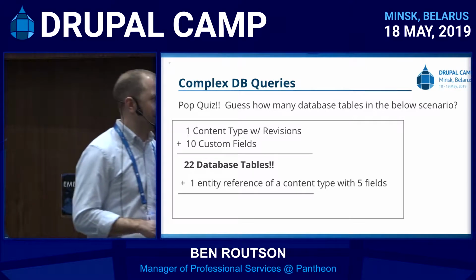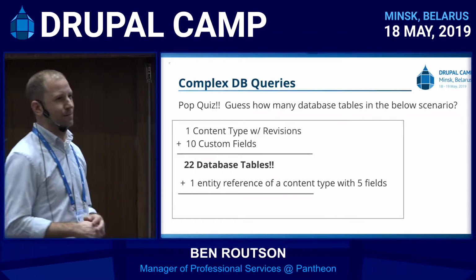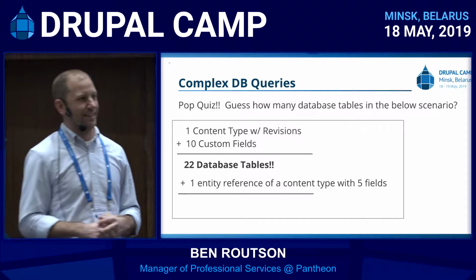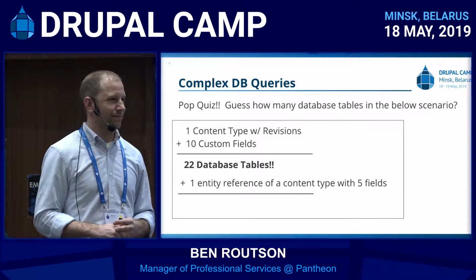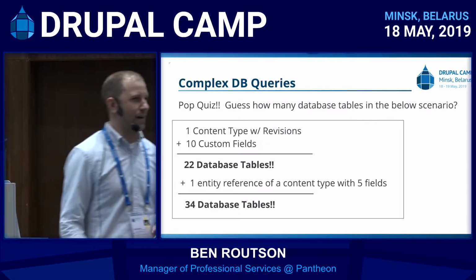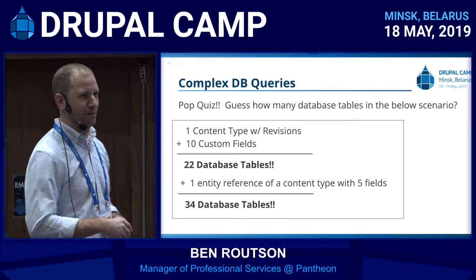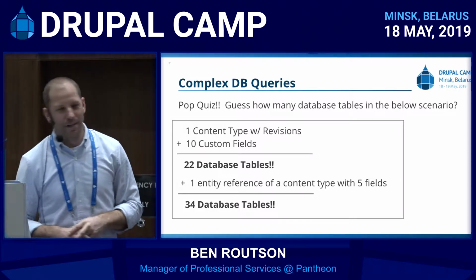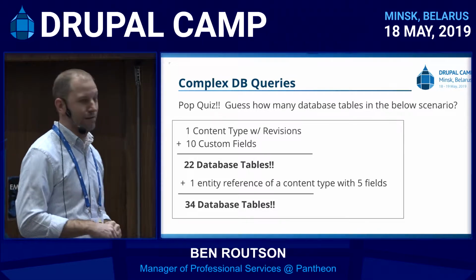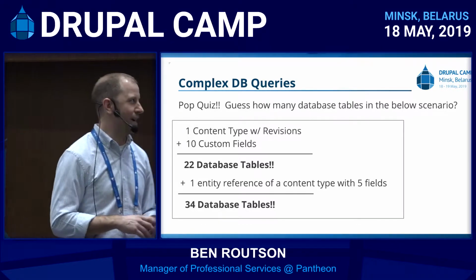What if we add one entity reference and we have to load all of the fields associated with that entity reference? Now how many database tables are we pulling up? Any guesses? 34 now, 12 plus 22, because we've got the original set of data tables, and then an additional 12 on top of that. So you can see just by viewing one entity, you're able to pull out 34 database tables, and that's not including a whole bunch more that's actually happening on the back end as well.